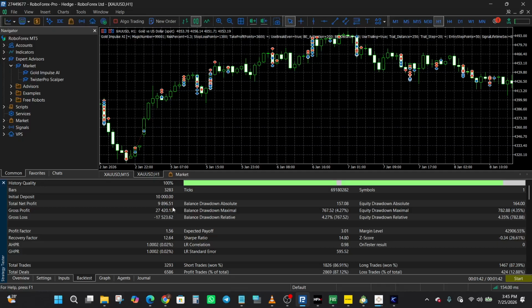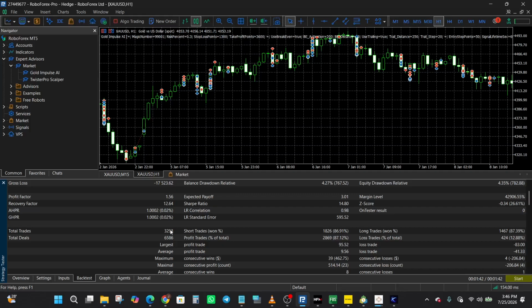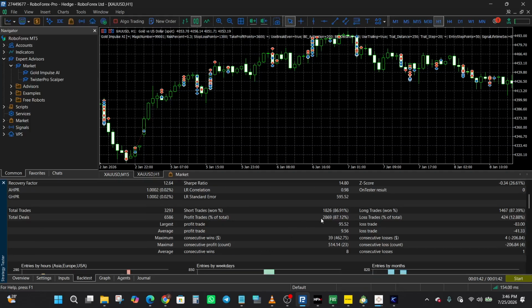Over the tested period, the historical net profit reached $9,896.51 on the $10,000 deposit, representing a 98.9% return over approximately 7 months. Total trades executed came out to 3,293, showing a high level of market engagement. Out of those 3,293 trades, 2,869 were profitable, resulting in a win rate of 87.12%.